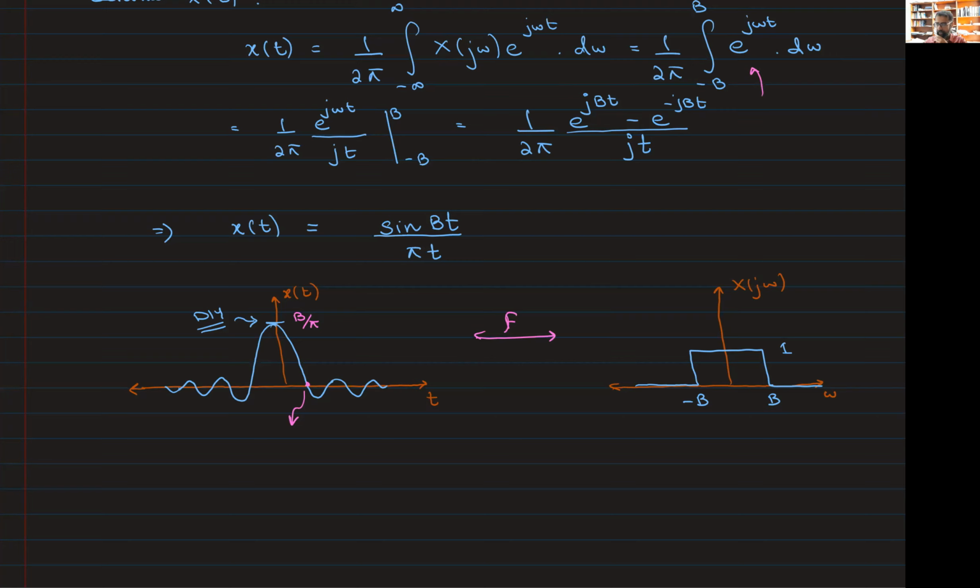Right? When would this first zero crossing be? Where would this first zero crossing be?